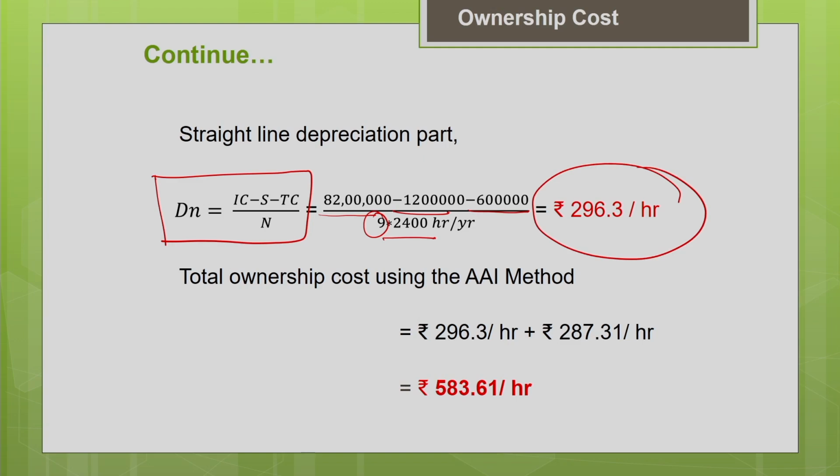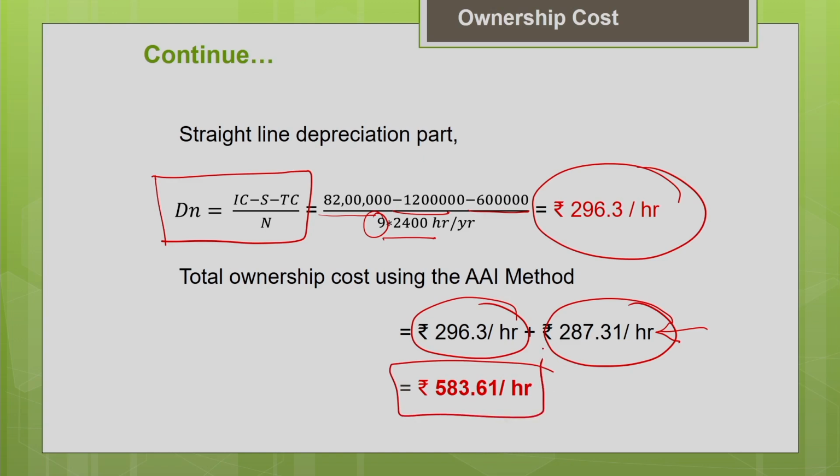Now, add up all the ownership costs. This is your depreciation cost, and these are the other ownership components: your insurance, taxes, storage, cost of investment. Add everything up, and you will get the total hourly ownership cost using the average annual investment method. So, this is how we estimate the ownership cost using the AAI method.